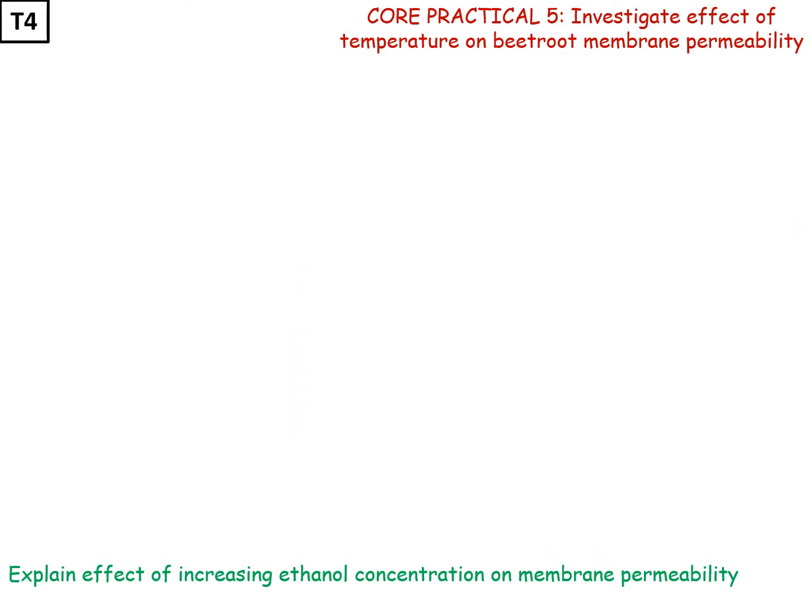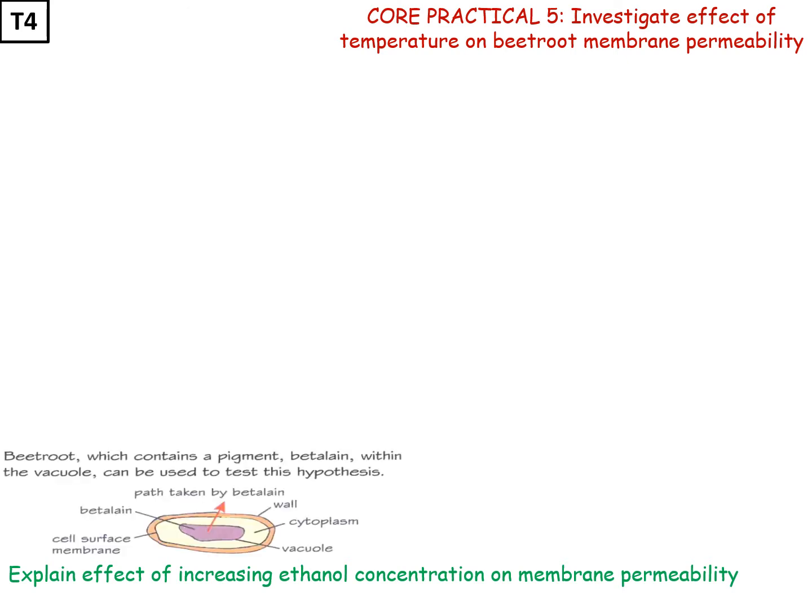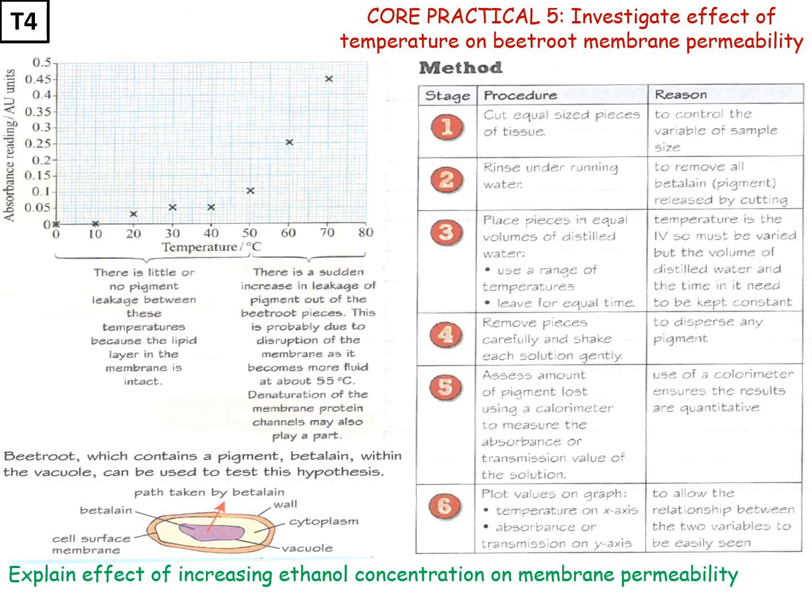Core Practical 5. Investigate the effect of temperature on beetroot membrane permeability. Beetroots contain a pigment inside their cells, so if you disrupt the membrane, that pigment can then diffuse out. The method involves cutting equally sized pieces of beetroot. That is a control variable. You should also rinse them under water, and that's to make sure that there is no beetroot pigment that is released before you start the experiment, which affects the accuracy of the results.